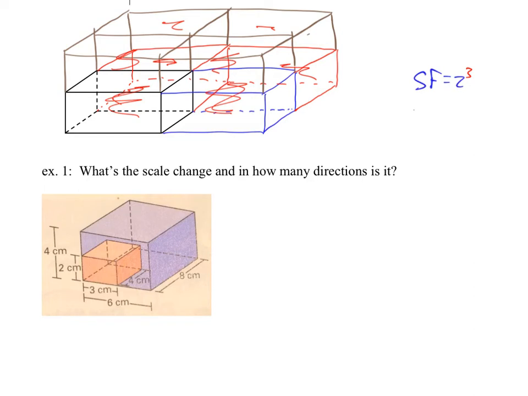So you may see a question something like this one here. What's the scale change and in how many directions? So the scale factor, we made it how much bigger? Twice. Nice. So scale factor equals 2. Because we started with a 3, so I should have maybe said I'm starting with this red cube here. So we start with that. Started with a 3, became a 6. 3 times 2 gives me 6.